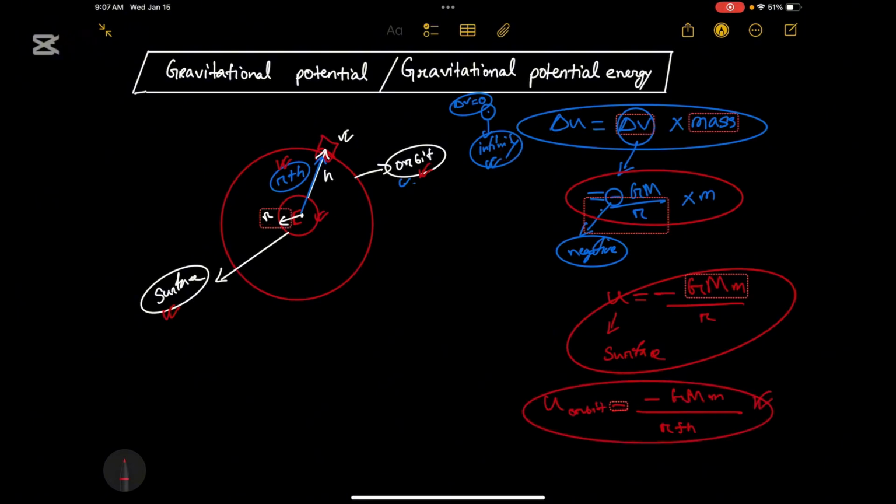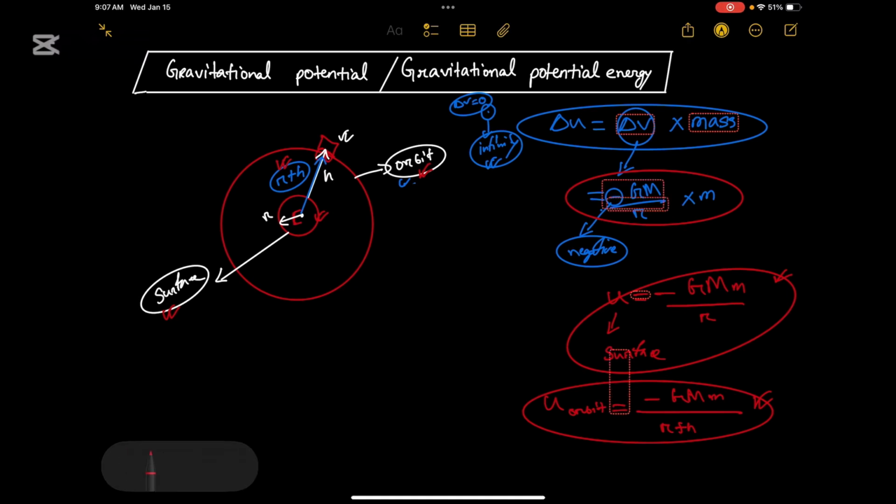So this is the difference between them. Now, if I have to figure out the change in gravitational potential energy of the satellite when it has moved from the surface of the earth to this orbit, as the satellite was first in this position and later moved on to the orbit, what is the change in gravitational potential energy?